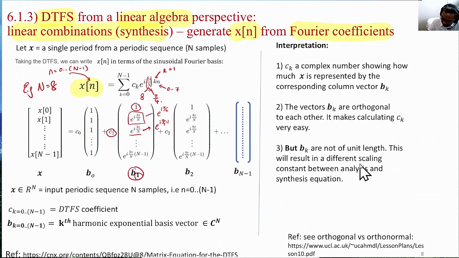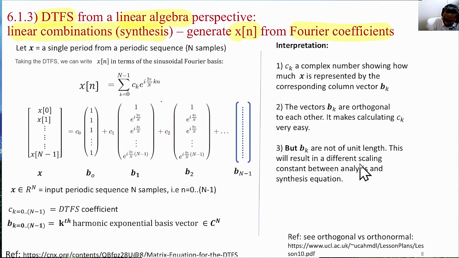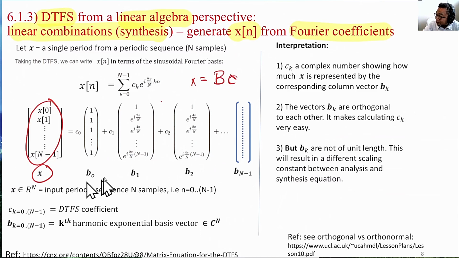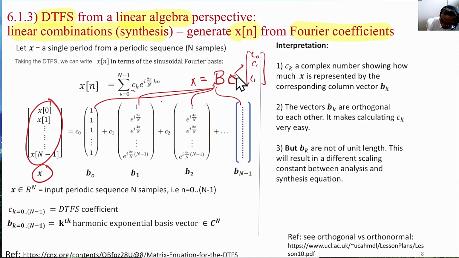Once you have worked that out, you realize that you can represent this equation as a vector-matrix multiplication. So what do we have? x equals B times c, where x is this vector x, B is the matrix where I put all these columns together, and then the coefficients c, I put here. So this is c_0, c_1 until c_{N-1}.